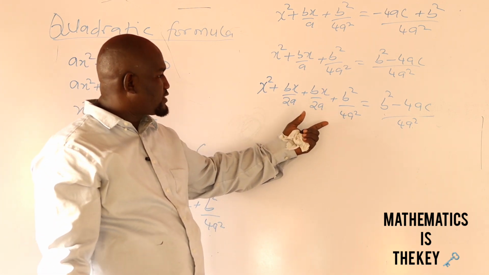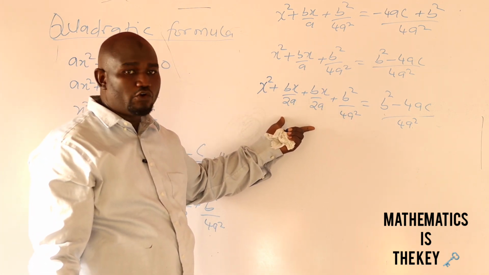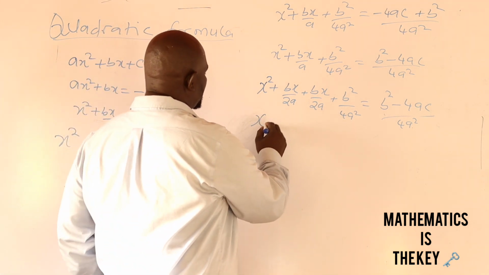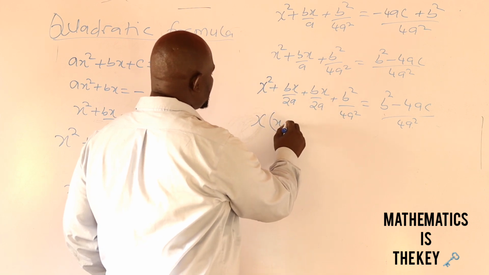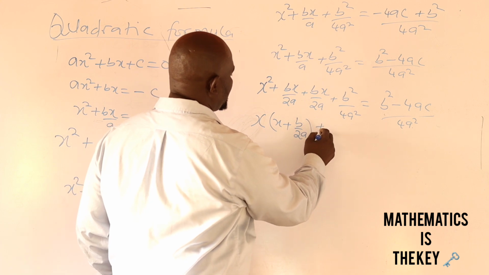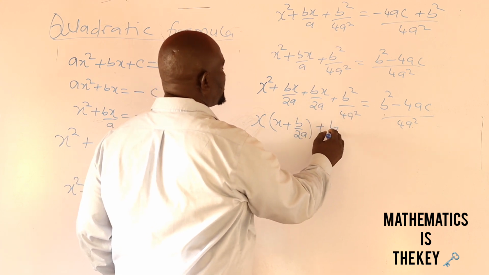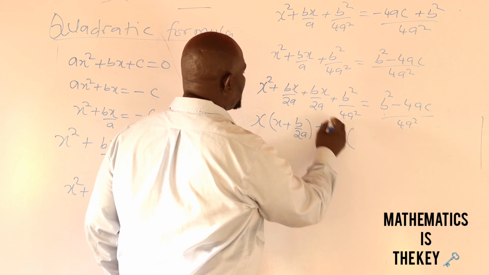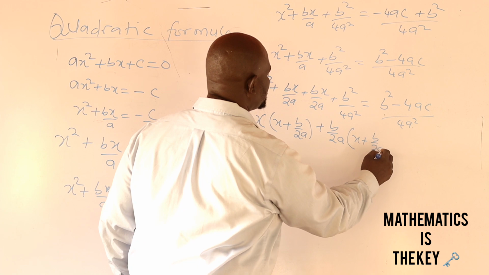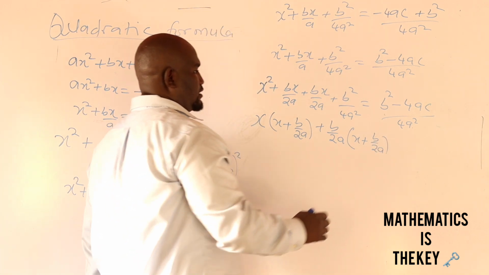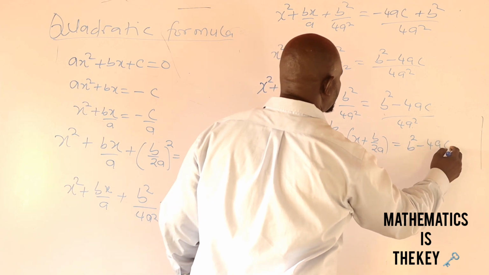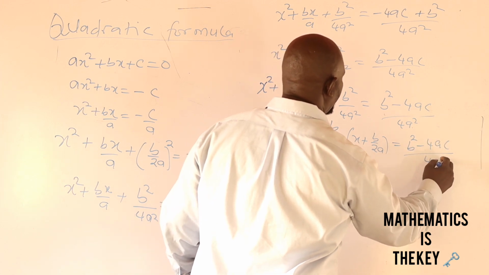Now, we have 4 terms here. This can be easier for us to factorize. In the first 2 terms, x is common. Factorize it. Here we'll have x, then here we have b all over 2a. In the next 2 terms, b all over 2a is common. Here we'll have x, then in here we'll have b all over 2a. And everything is equal to b squared minus 4ac all over 4a squared.